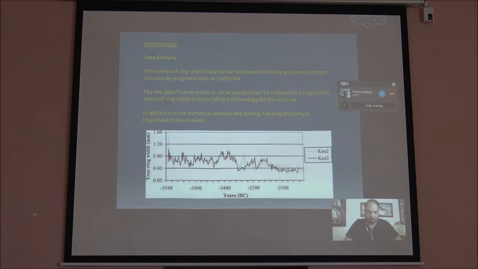Yes, it is better to use trees from the same species because different species can grow differently, and we might have some rings missing. So it is better to find trees from the same species. Okay. But if we don't find any, can different species be used to correlate, or is there no point in doing this?